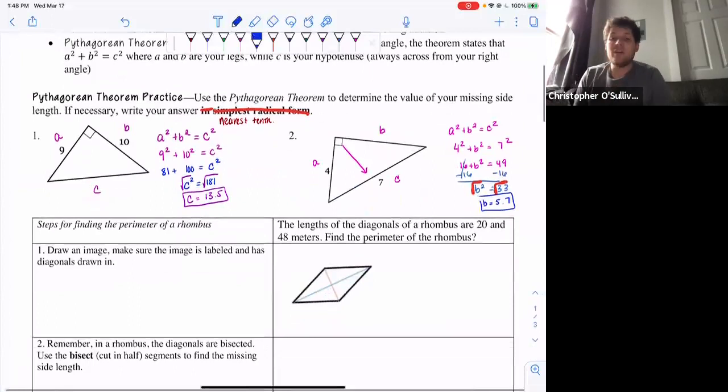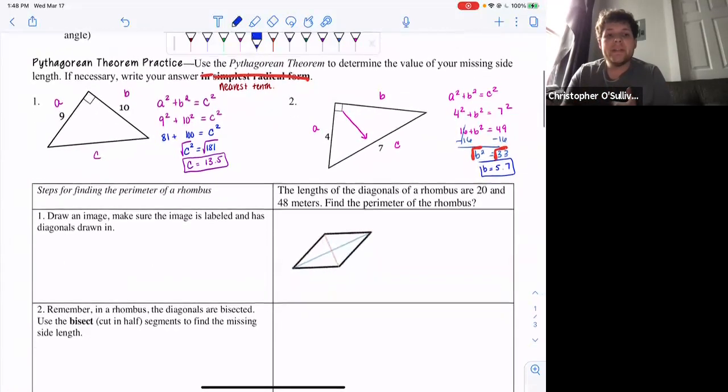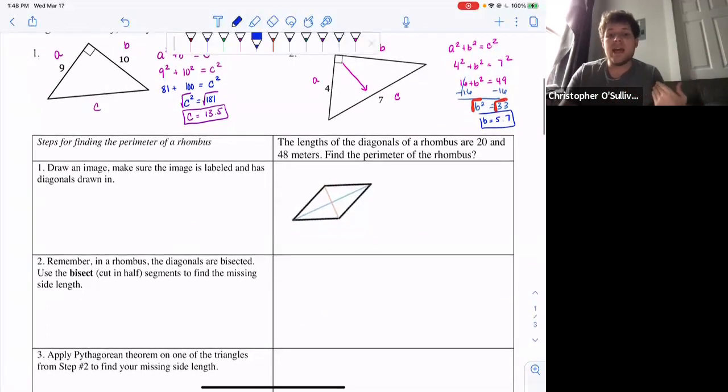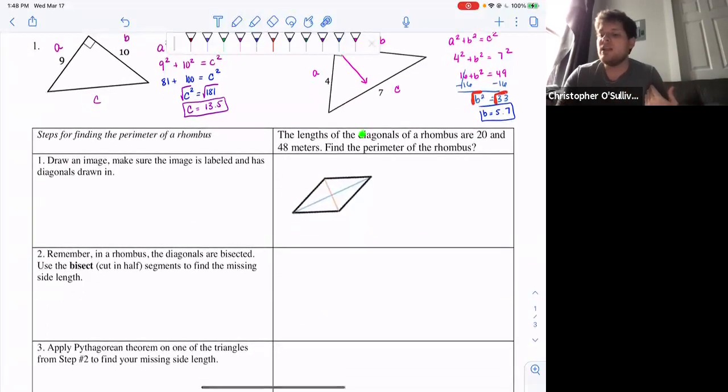And ladies, everyone knows how to do the Pythagorean theorem. We all do very well with the Pythagorean theorem. We will do well with what we're doing today. So now what we're going to do is we're actually going to be finding the perimeter of a rhombus using the Pythagorean theorem. So I'll read the question and then Miss C is going to go through a step and then I'm going to perform it.